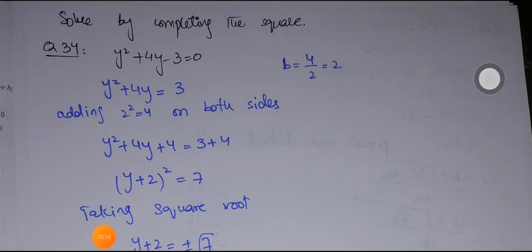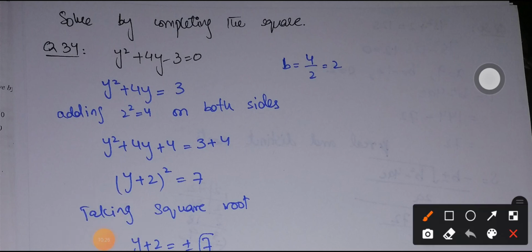Now in the next part we are going to solve by the completing the square method. So here at first we have question number 34. Y square plus 4y minus 3 is equal to 0. So we know that in the completing square method, in the first step we must have 1 as the coefficient of the square term. So y square has coefficient 1, so we will move to the second step.